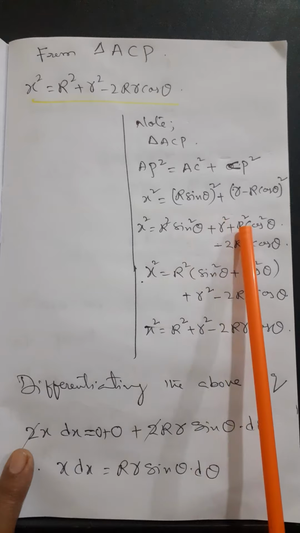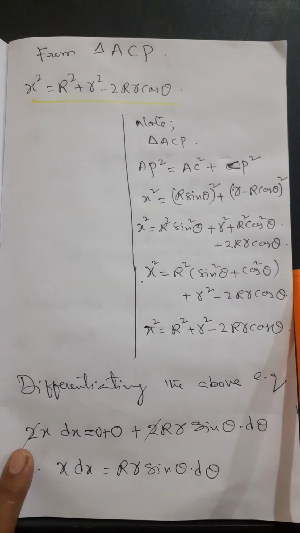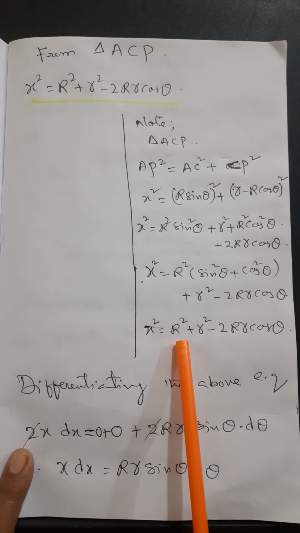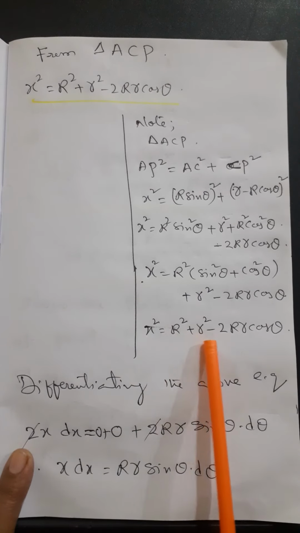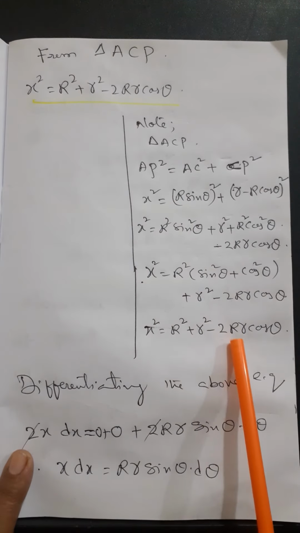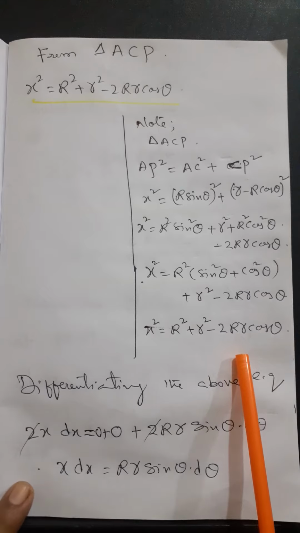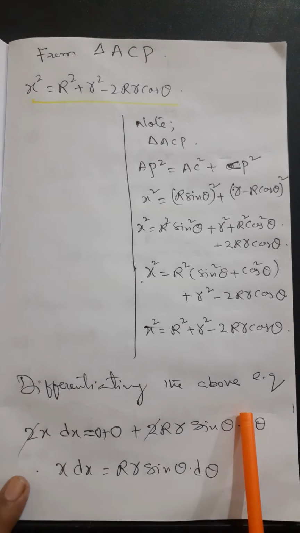If you take out the r square, it becomes sin square theta plus cos square theta, which is 1. So here I can write x square is equal to capital letter R square plus small letter r square minus 2 R r cos theta. This is only for understanding purpose, no need to write this one. Here we take this equation and differentiate it.